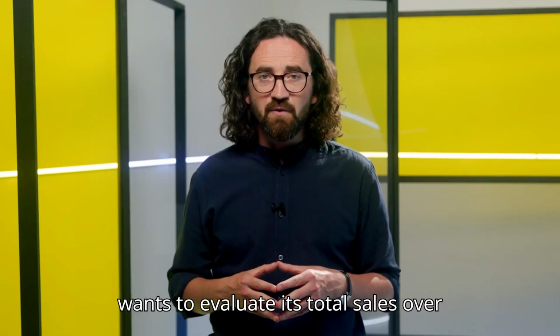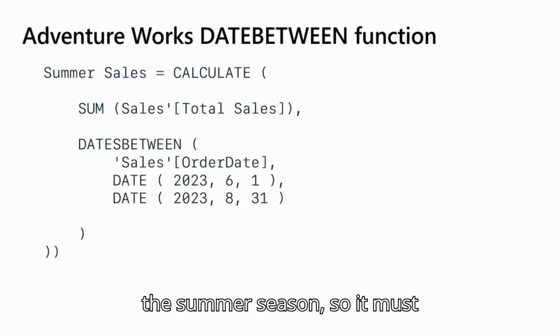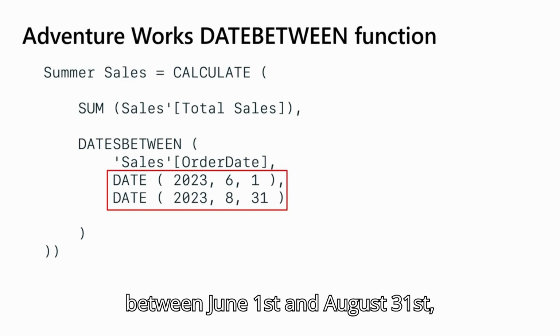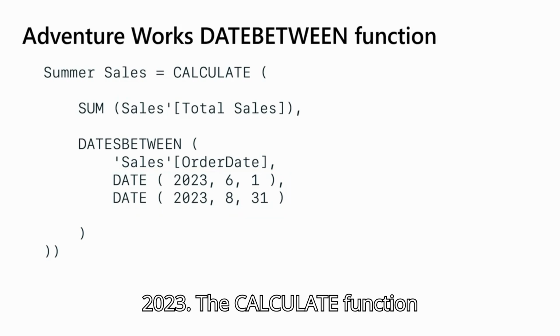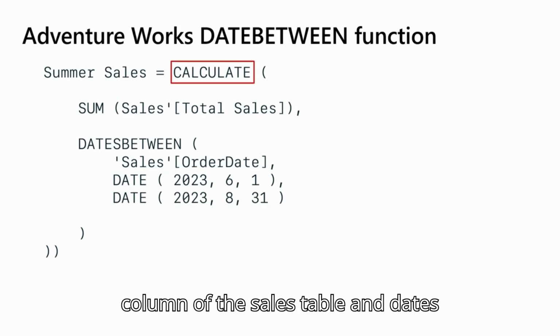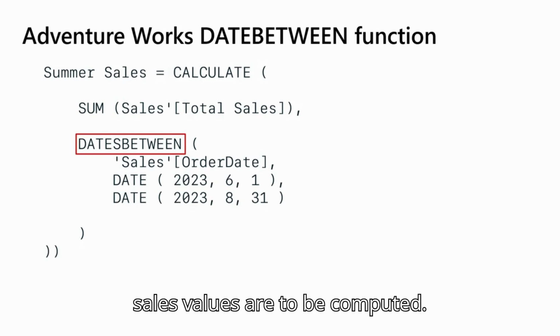AdventureWorks wants to evaluate its total sales over the summer season. So, it must create a measure using the dates between function in DAX. The DAX code computes the total sales between June 1st and August 31st, 2023. The calculate function computes the values of the total sales column of the sales table, and dates between defines the period for which the sales values are to be computed.